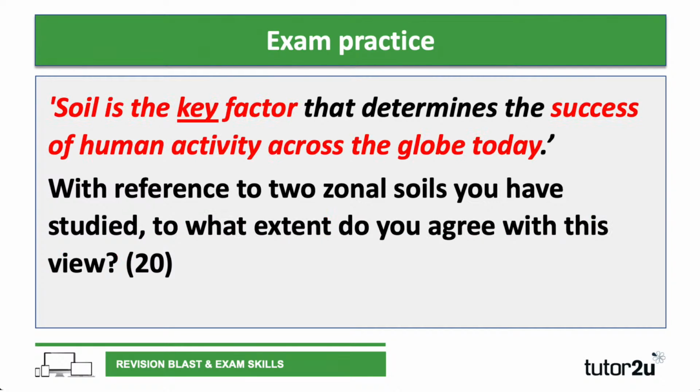Well, we need to go back to the view that we've been given and try and understand what the key elements of it are. Soil is the key factor. So it's not just a factor, it's kind of the most important factor in the success of human activity across the globe today. So we've got to look at things from a global scale potentially, and we've got to think about the importance of this particular factor. And then lastly, how are we going to go about answering it? Well, we've got to bring in our examples.